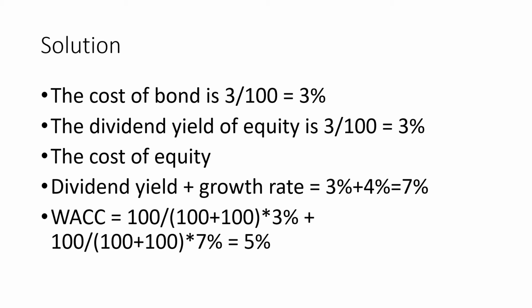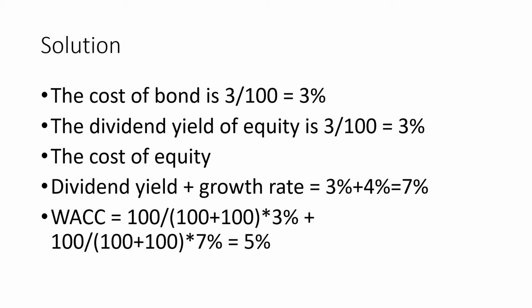Solution. The cost of bond is the coupon rate divided by the principal, because it is a par bond. So it's 3 divided by 100, equal to 3%. The dividend yield of equity is the 3 million dividend divided by 100, the market value, equal to 3%. The cost of equity is dividend yield plus growth rate, which is 3% plus 4%, equal to 7%.